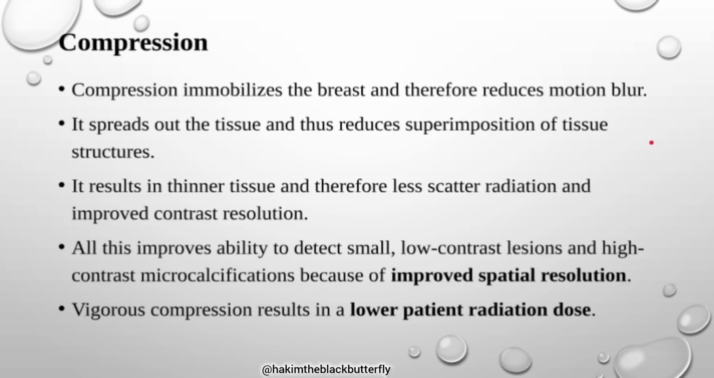Also, compression spreads out the tissue. You know, tissues are overlapping over each other. So when you compress it, the tissues spread across the image receptor, and then they can be imaged and you see them independently without overlap. So it spreads out the tissue and thus reduces superimposition of tissue structures. It results in thinner tissues and therefore less scatter and improved contrast resolution. That is another advantage of compressing a breast.